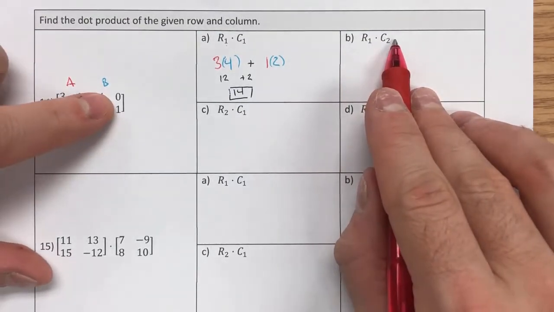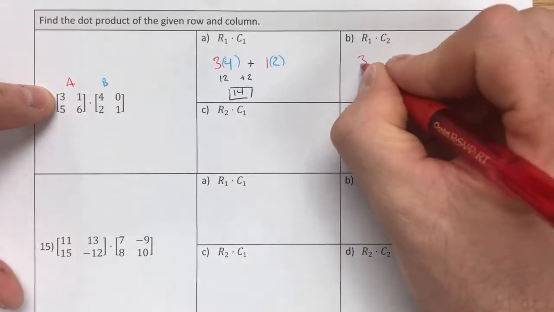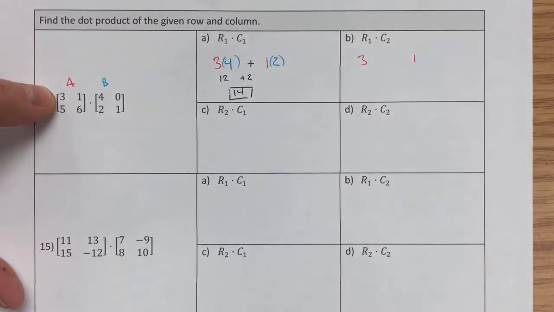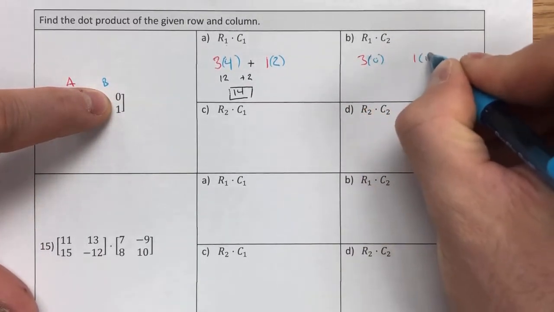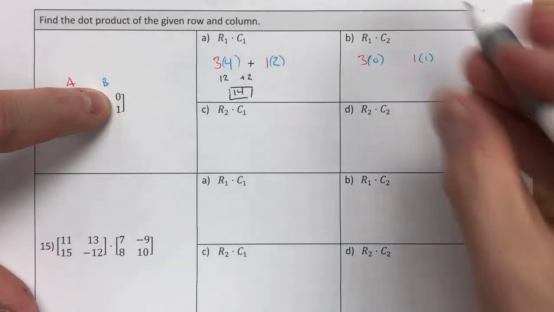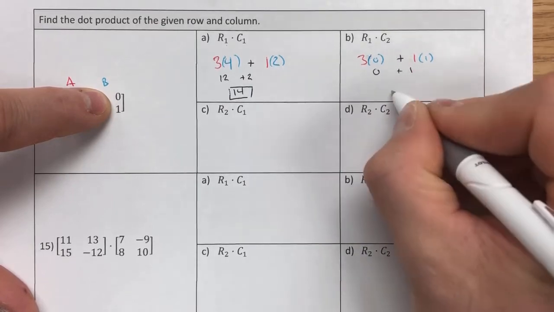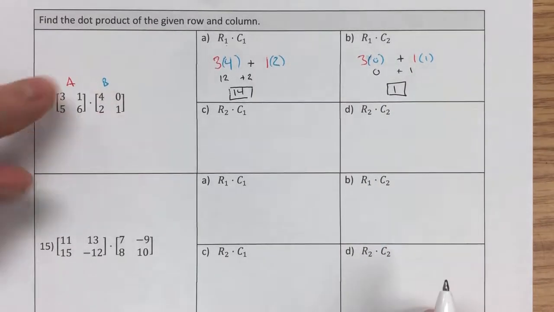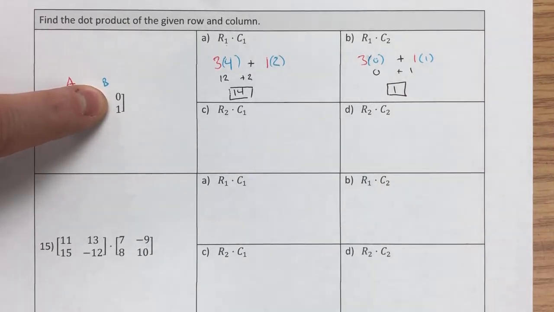So if I go for part B, I'm doing row 1 with column 2. I'm doing it for the next column over. So what I'm going to do is take each element of row 1. So I have a 3 and a 1, and I'm multiplying it times each element of column 2, so times 0 and times 1. And I'm going to add them together. So 3 times 0 is 0, plus 1. The dot product of row 1 and column 2 is going to be 1.